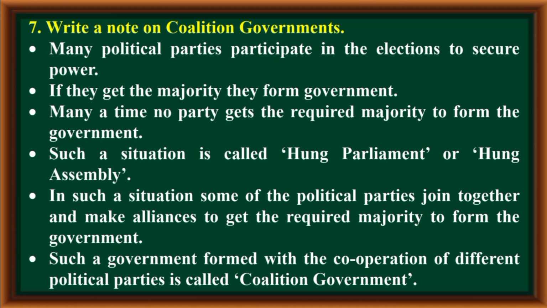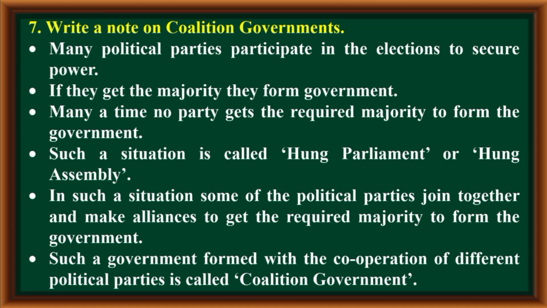Write a note on coalition governments. Many political parties participate in the elections to secure power. If they get the majority, they form government. Many times, no party gets the required majority to form the government. Such a situation is called hung parliament or hung assembly.